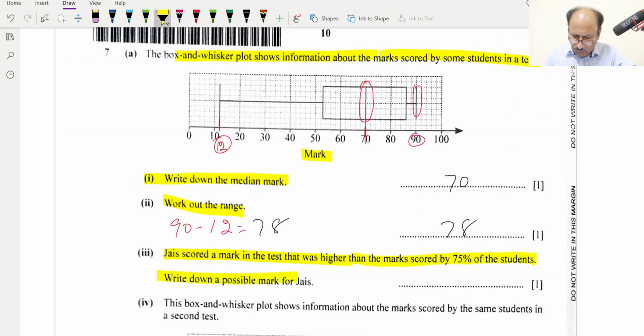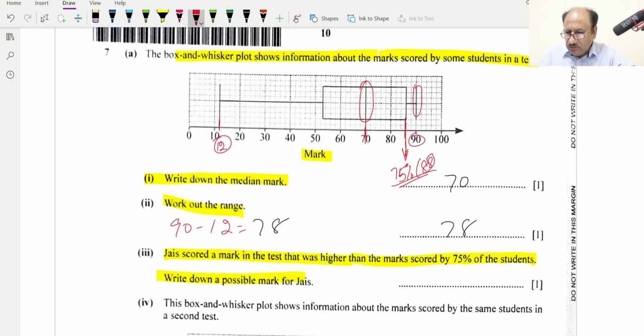Then Joyce scored a mark in the test that was higher than the marks scored by 75% of the students. Write down a possible mark for Joyce. So 75% of the students have scored lower than her, so she is scoring more than this. This is the 75th percentile, the upper quartile. So this is 88. It will be more than 88, and more than 88 can be what?